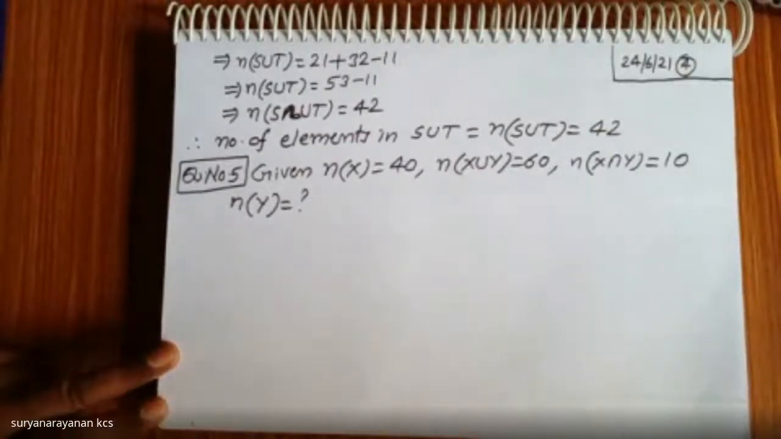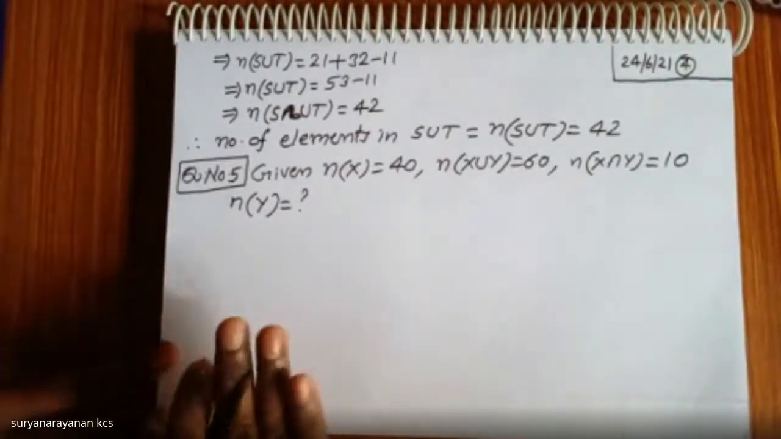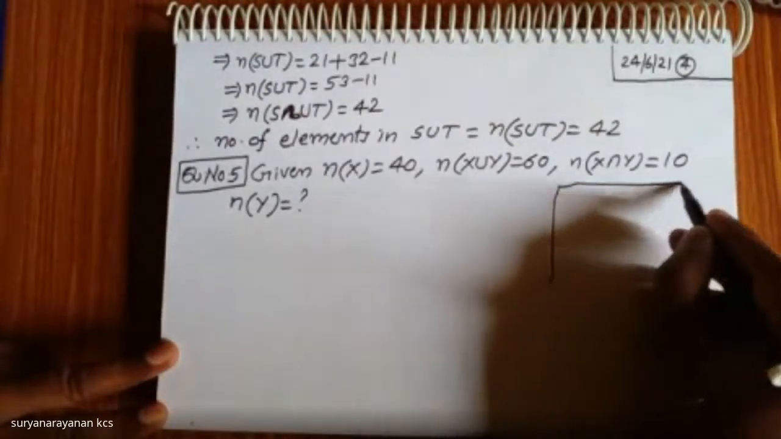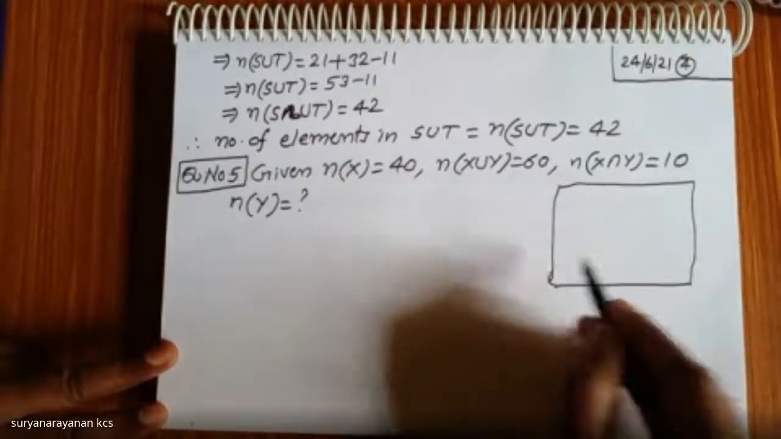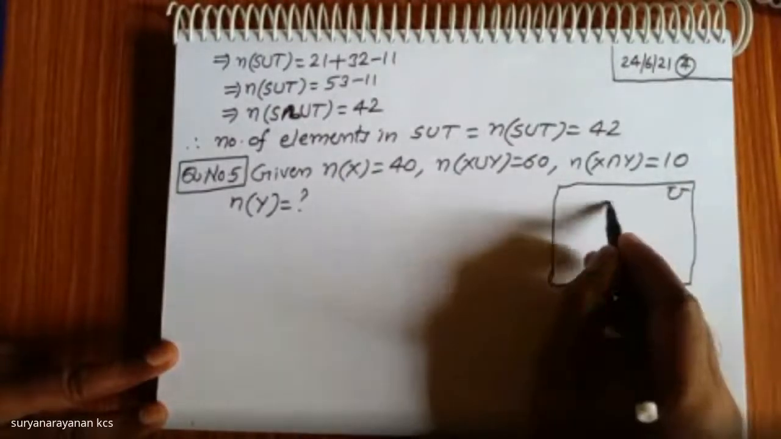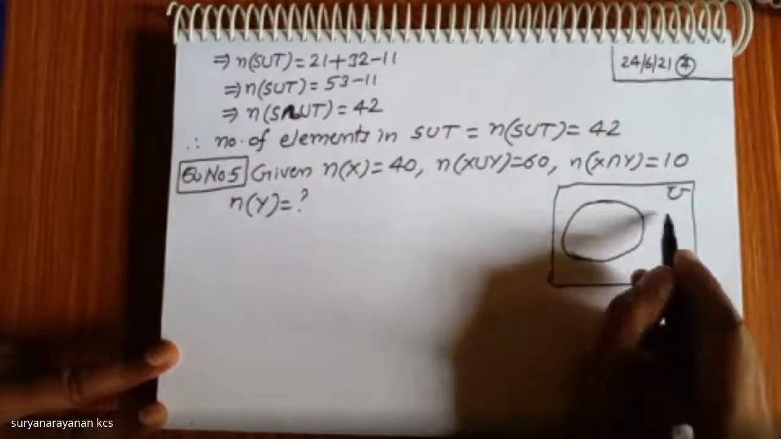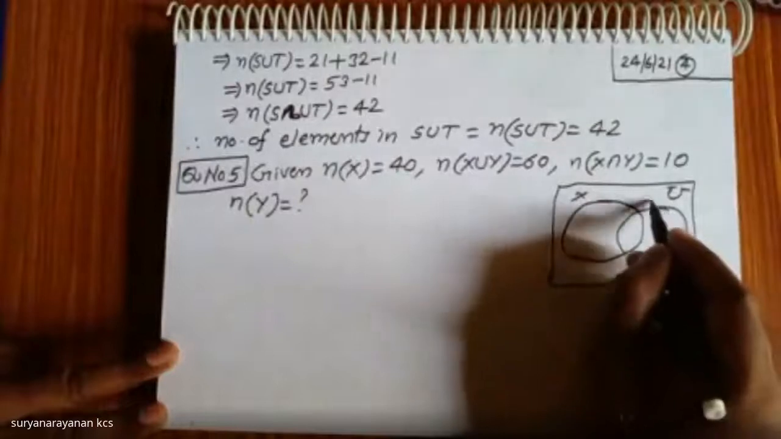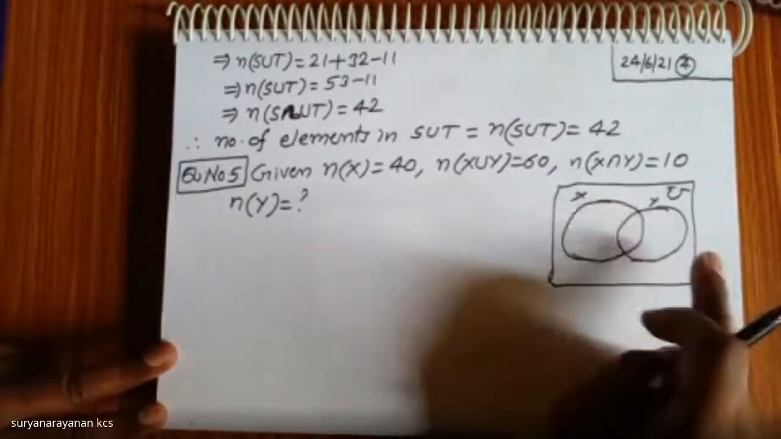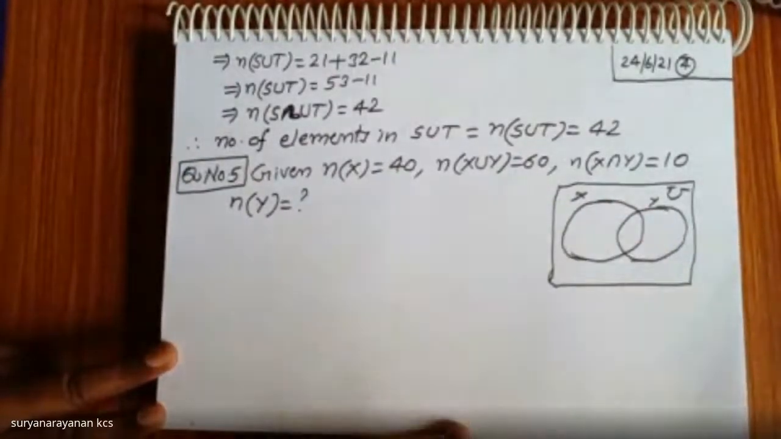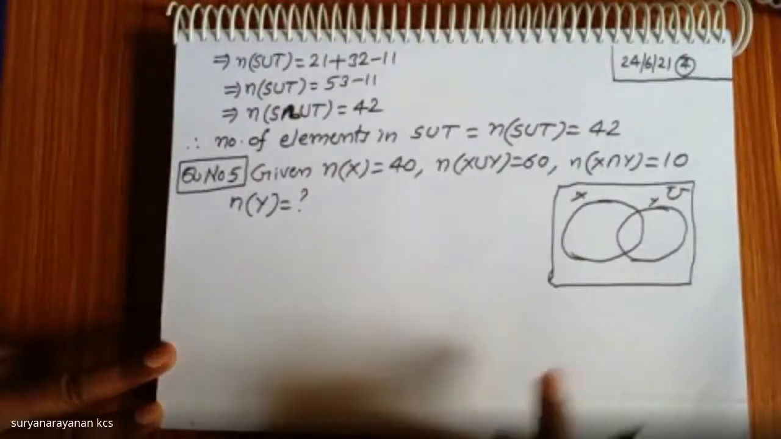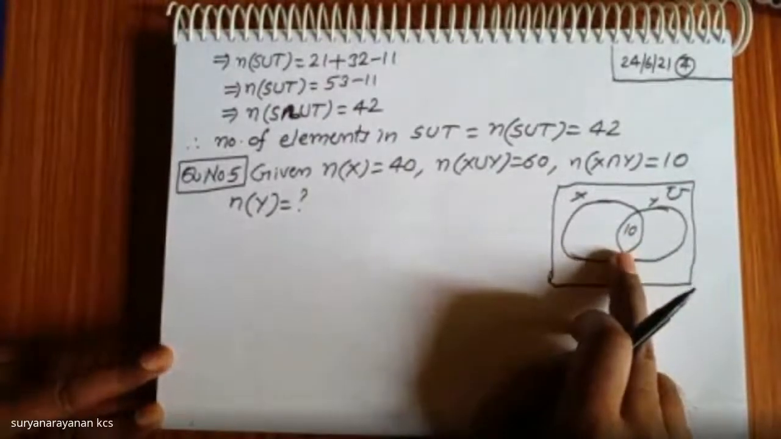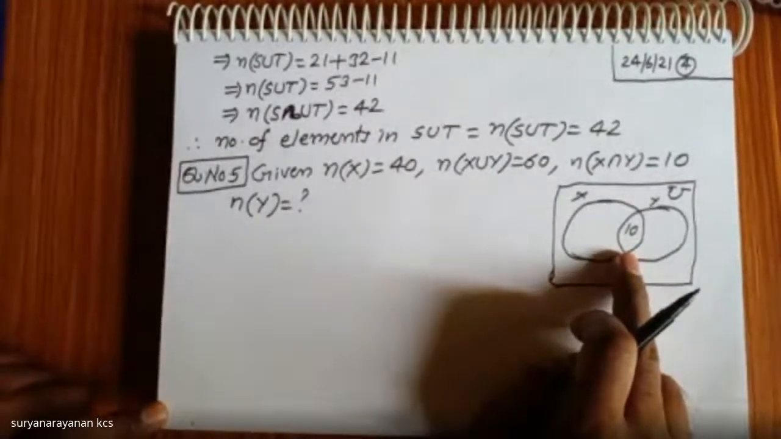Okay, my children. Without using the formula, I will show you through a Venn diagram. Here I will use the formula later. Just a trial. Let us consider this circle denotes set x and the second circle denotes set y. What is given? N of x intersection y is 10. That is the middle part, the common area.